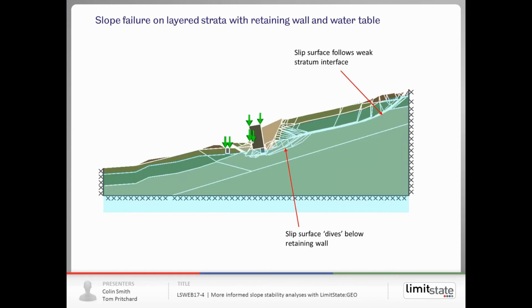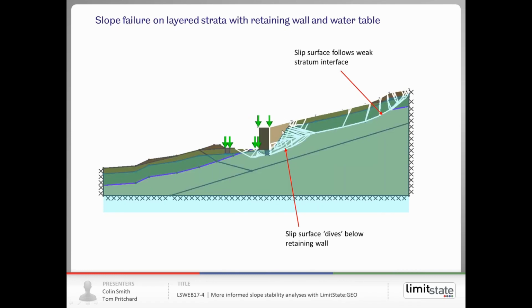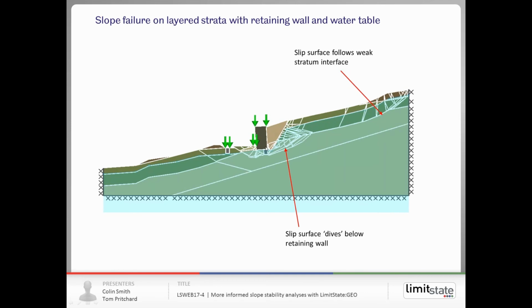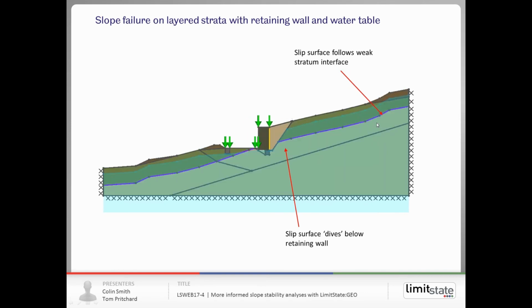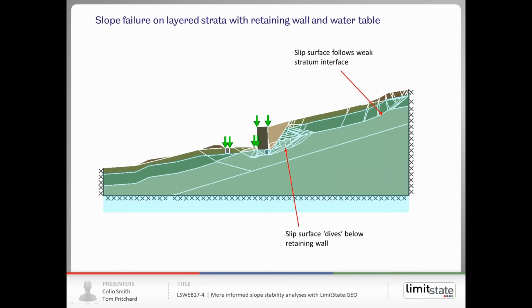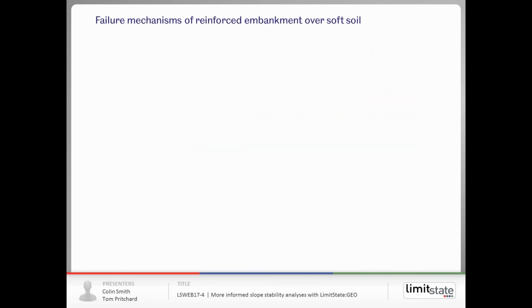Here's a pre-solved example. So it's a slope failure on a layered strata with a retaining wall and a water table. So we have some strong material down here. We have a weak stratum separating it and the surface deposits. And here we've got a retaining wall constructed and some backfill behind it. And you can see that the slip mechanism starts up at this corner, joins a weak interface stratum, dives under the retaining wall, and then comes up again. So again, it's not following any slip circle or any predefined line, it just finds the optimal slip mechanism.